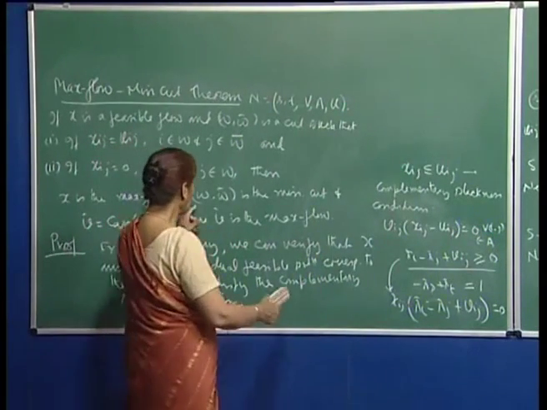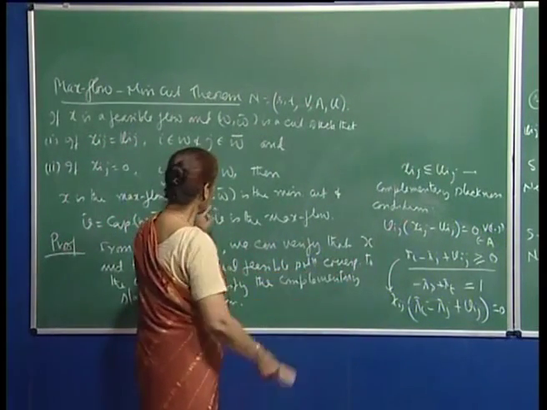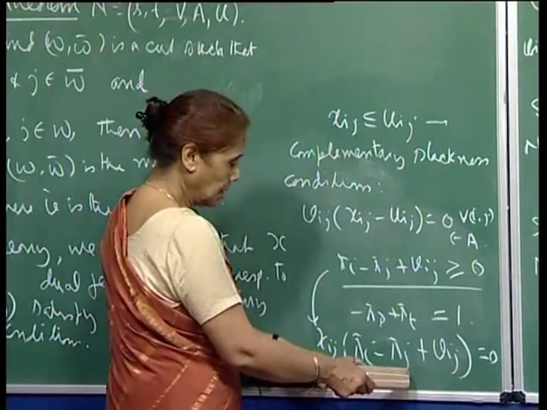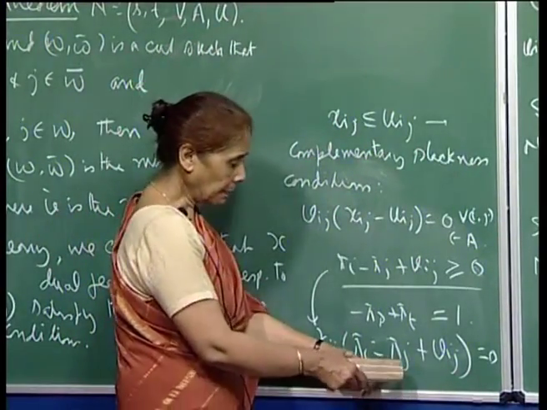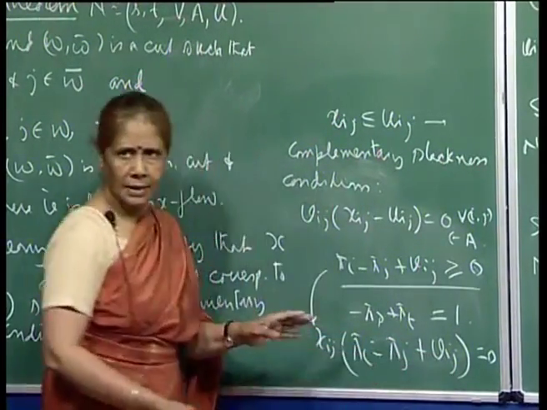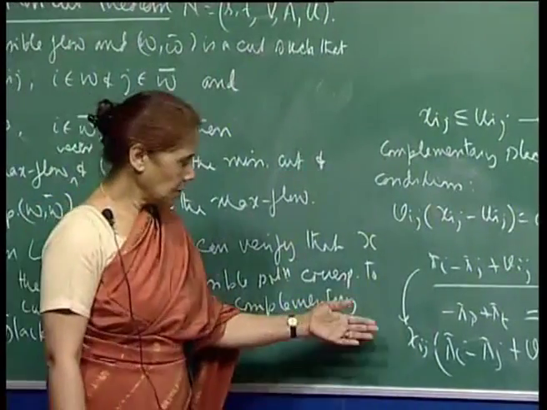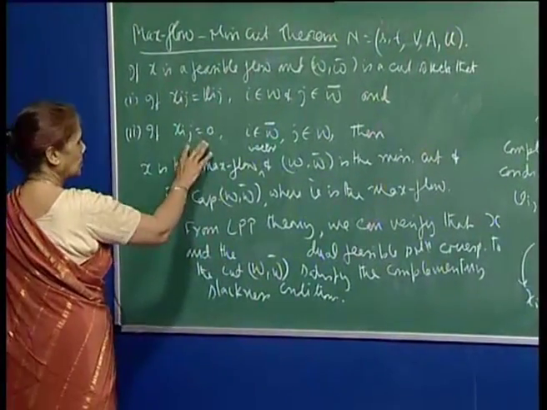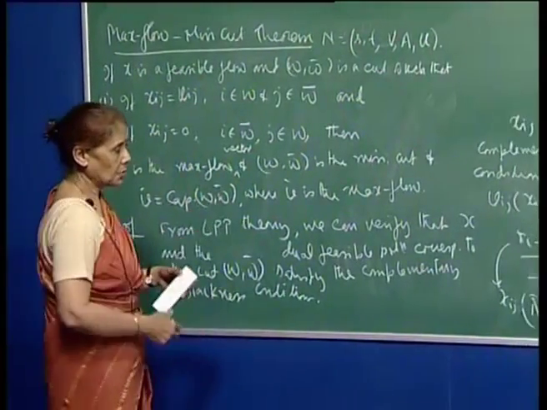I'll take up one case, where i is here and j is here. Then your pi i is 0, pi j is 1, and this is also 1. So therefore this is 0. Then xij can be positive, which is happening because xij is uij according to this. And now you can also discuss the other possible cases.